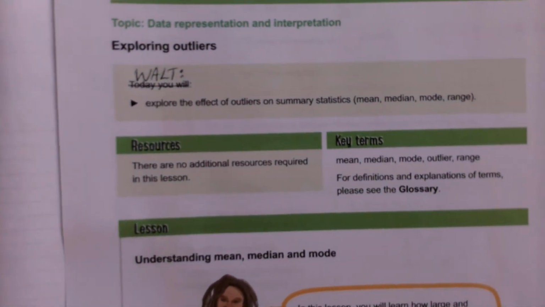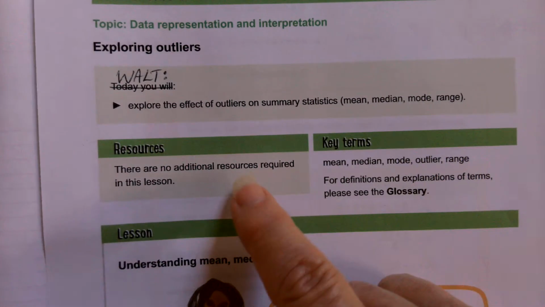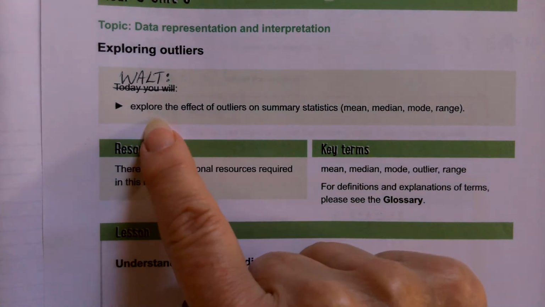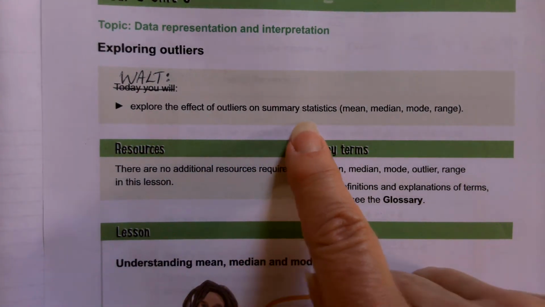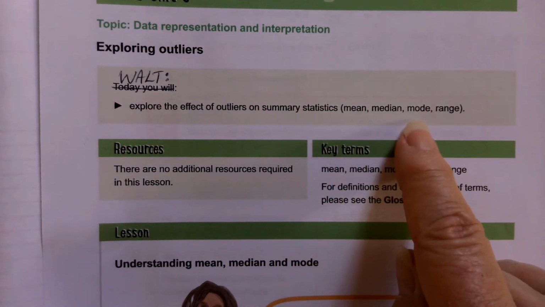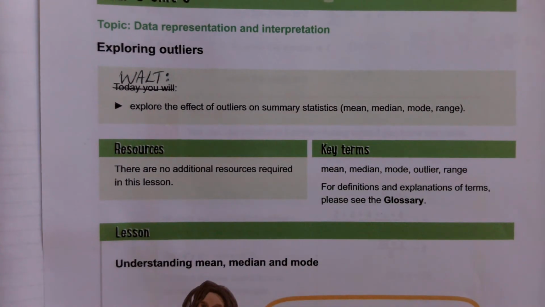Our outliers. So we're going to be doing, our Walt will be to explore the effect of outliers on summary statistics. Our summary statistics, our mean, our median, our mode and our range. So pause and copy that in as your Walt, please.